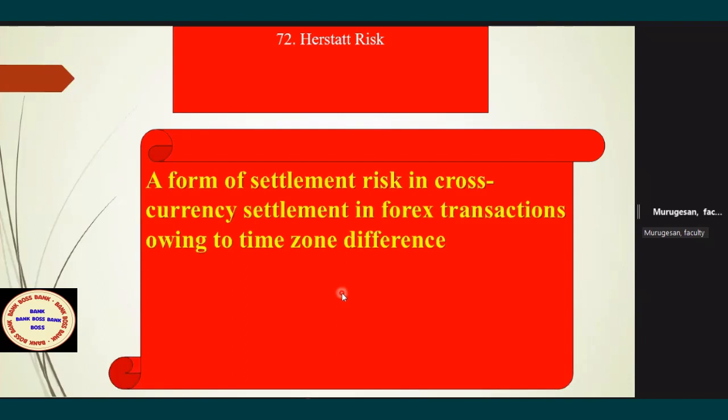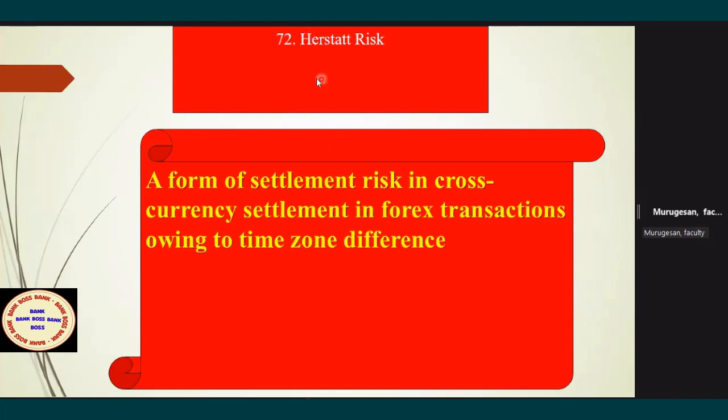It's a technical name, an odd name, so they will ask: what is Herstatt risk? The definition is that it is a form of settlement risk. Another name is temporal risk, which is the same. Temporal risk is also said to be Herstatt risk or settlement risk. Is Herstatt risk not a settlement risk? It is on account of the time zone difference. It's a form of settlement risk only, but it is on account of what?